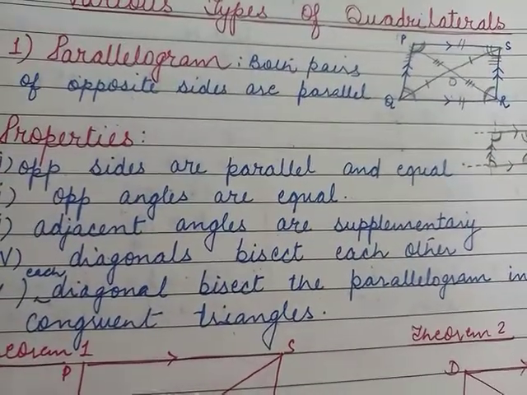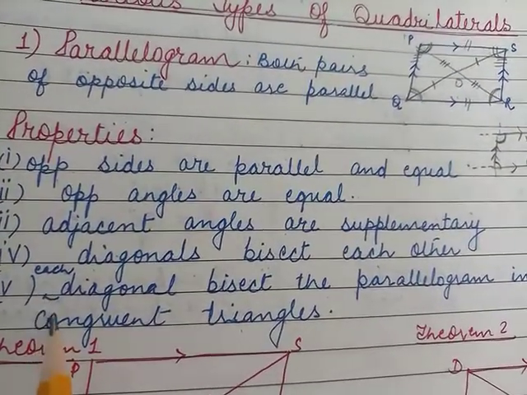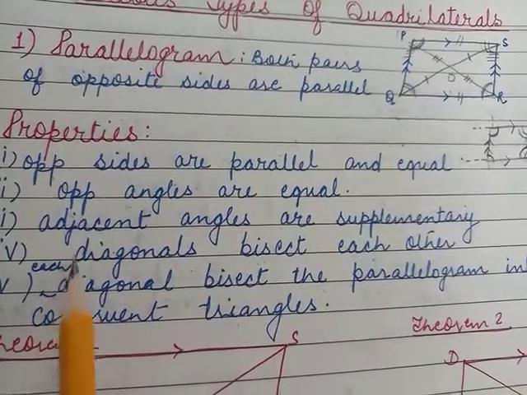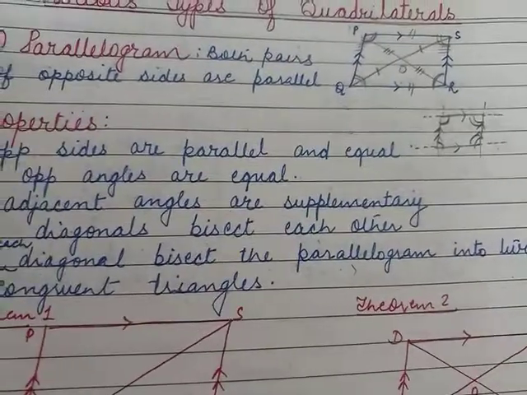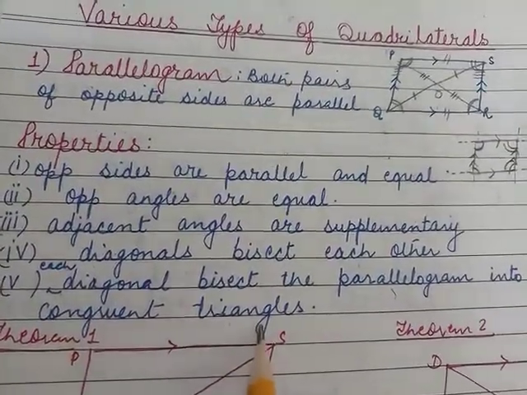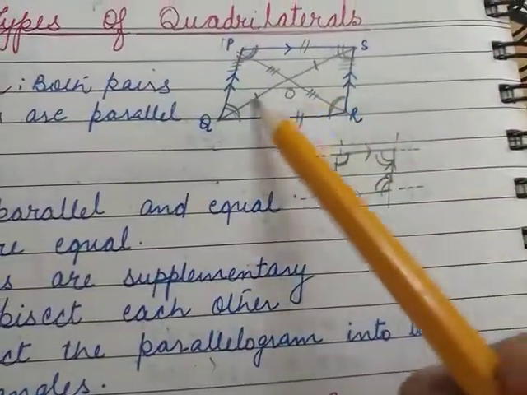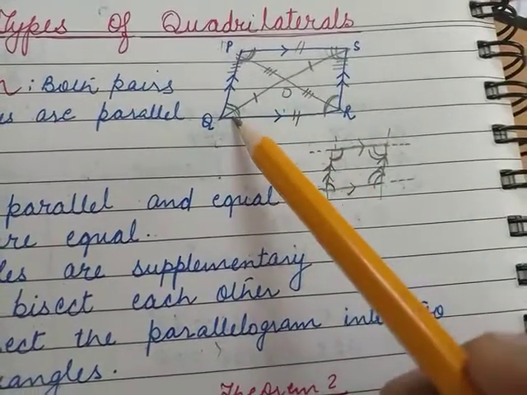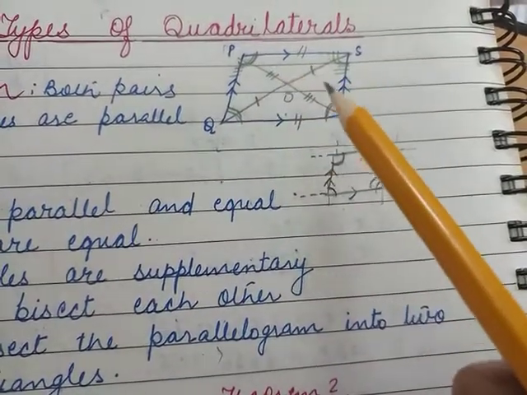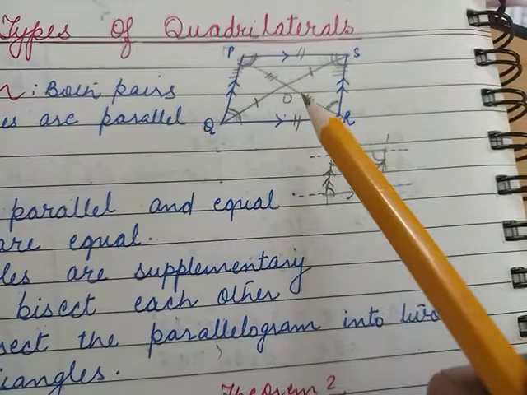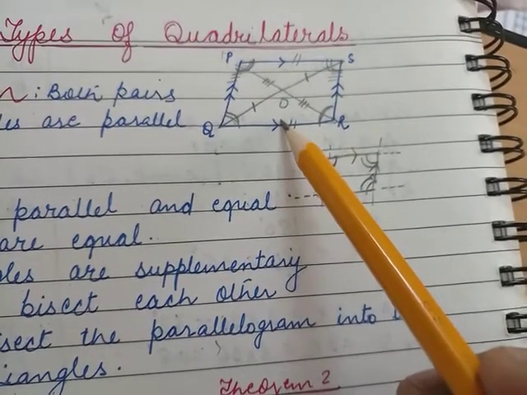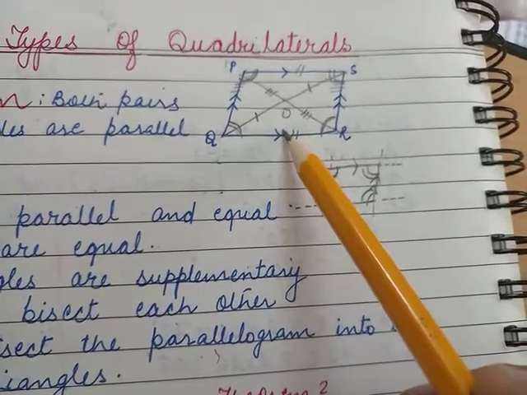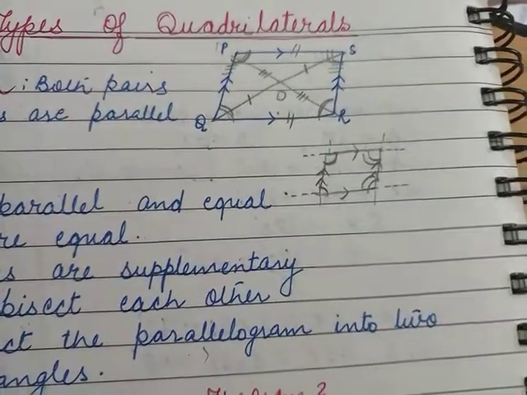Then we learn one more property. Each diagonal bisects the parallelogram into two congruent triangles. So any one diagonal divides the parallelogram into two equal triangles. That means they are the same in shape as well as in size.